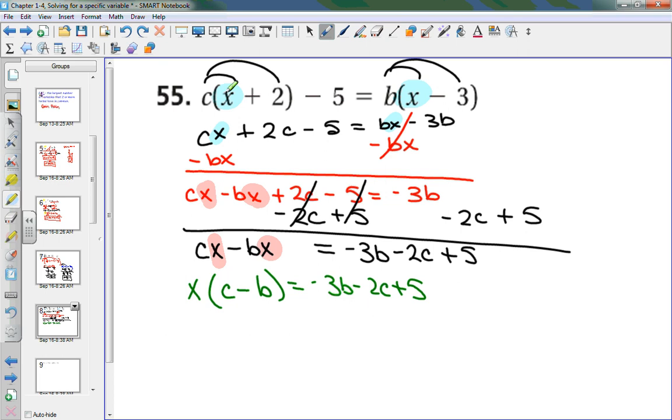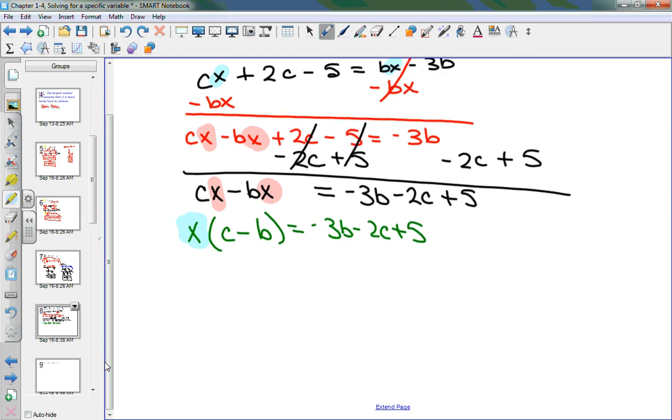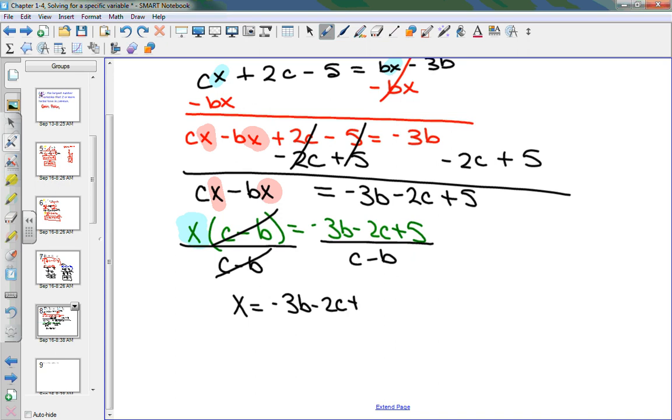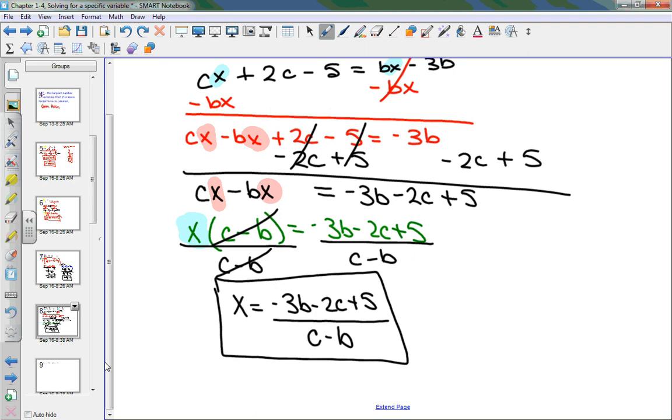What am I solving for? I'm solving for x, so what's attached to the x is going to be the multiplication of c minus b. So I'm going to get rid of that by dividing by that. And x is equal to negative 3b minus 2c plus 5 all over c minus b. That was a sticky one.